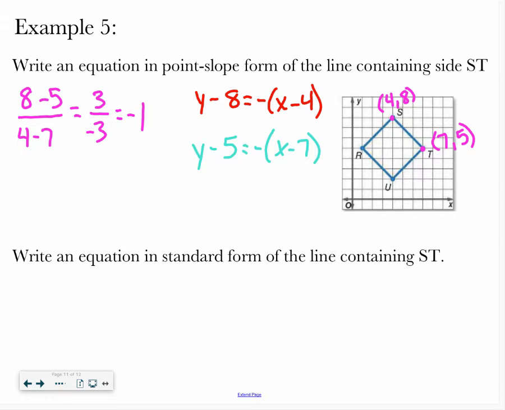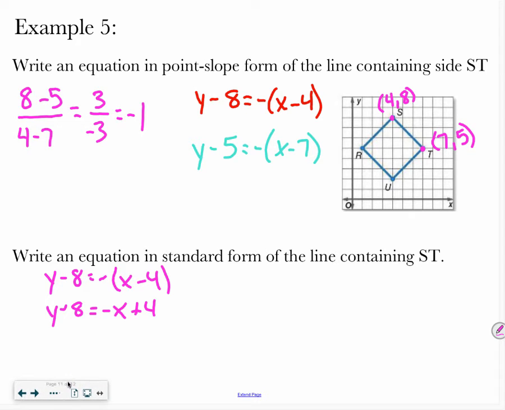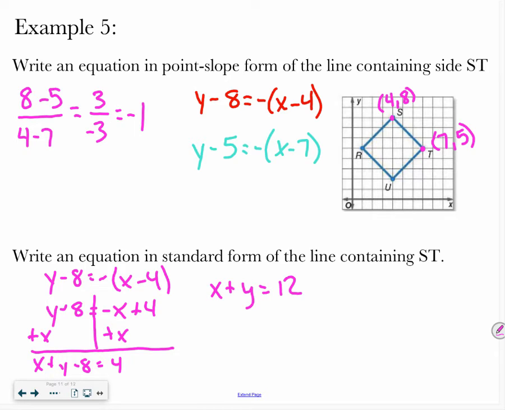Now if we wanted to write an equation in standard form of the line containing ST, you could just take one of those equations and rewrite it in standard form. So if I took the y minus 8 equals negative times x minus 4, first, in order to get it in standard form, I need to get rid of my parentheses. So I have y minus 8 equals negative x plus 4, because I have to distribute that negative. And then I can add x to both sides. So I'm left with x plus y minus 8 equals 4. If I add 8 to both sides, I'm left with x plus y equals 12.